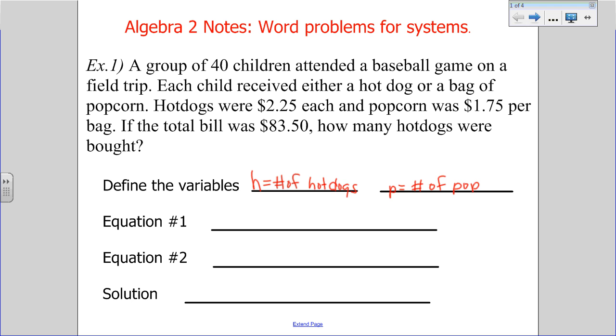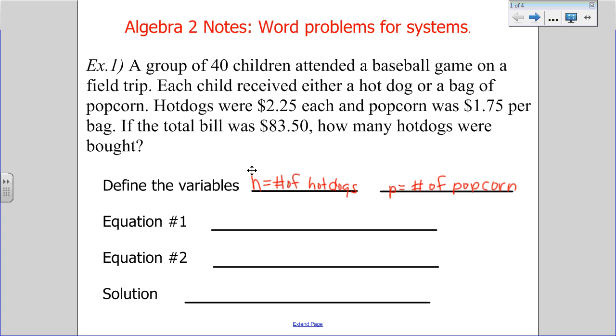I like using what I would call a meaningful variable so that when I get down to the end, I actually know what I've solved for. So I know whether I've solved for popcorns or hot dogs instead of just having x or y. So I know if I have p equals, I know I found the number of popcorns.